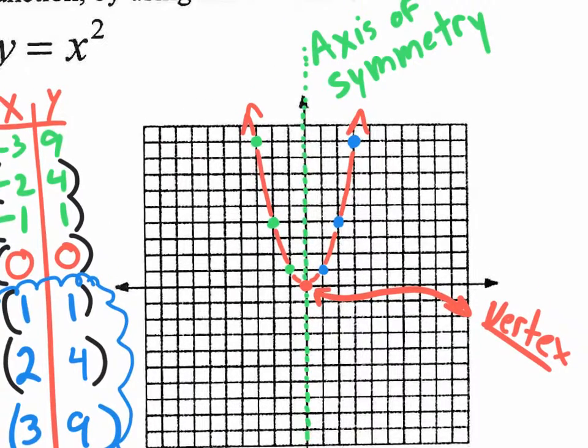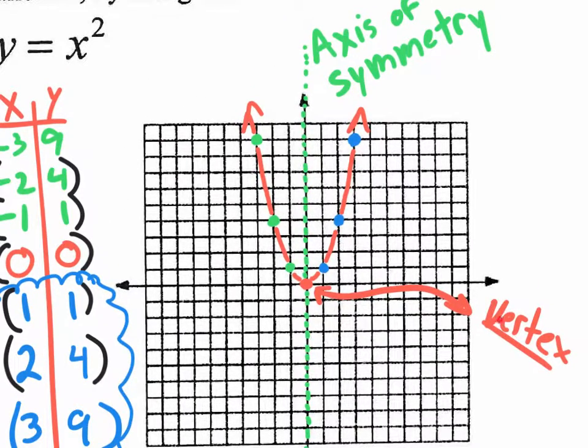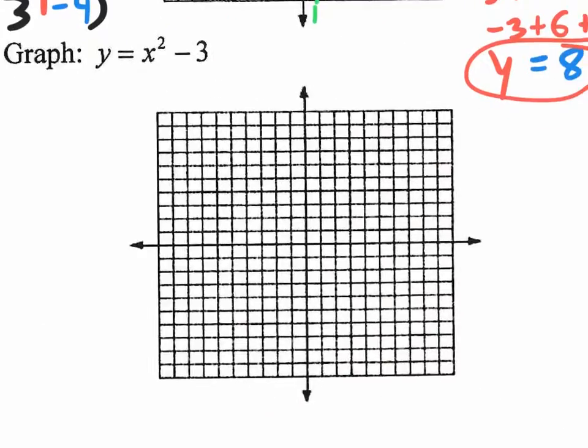What else did we learn? We learned that the most important point is the vertex. It's either the highest point or the lowest point, depending on if it opens up or down. And you could tell by looking at the a value if it opens up or down. And also, through that most important point called the vertex, there's a dotted line that we draw that we call the axis of symmetry that provides a reflection on both sides. So let's go down to this graph down here.